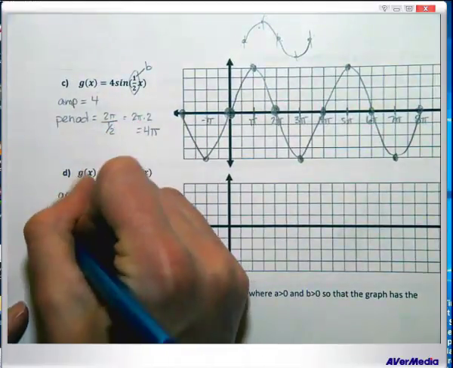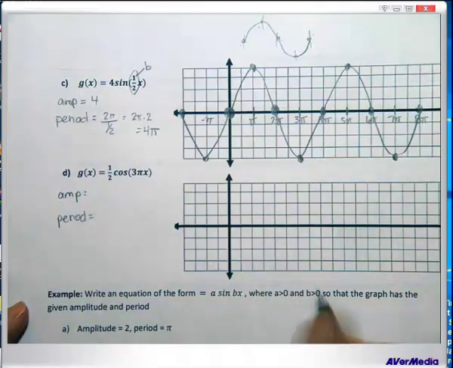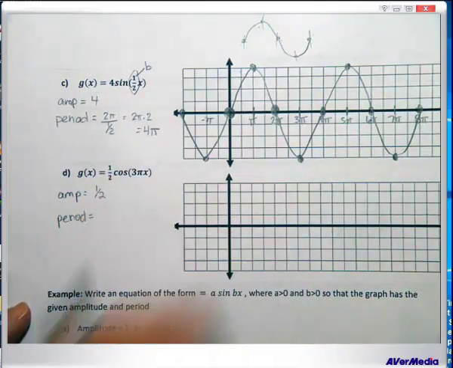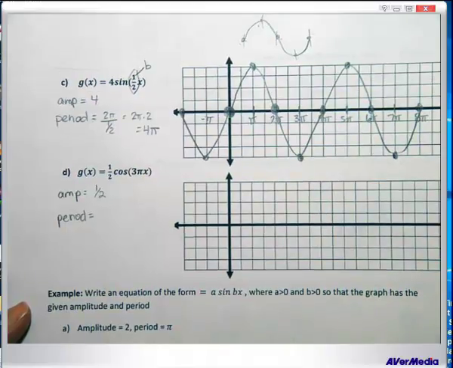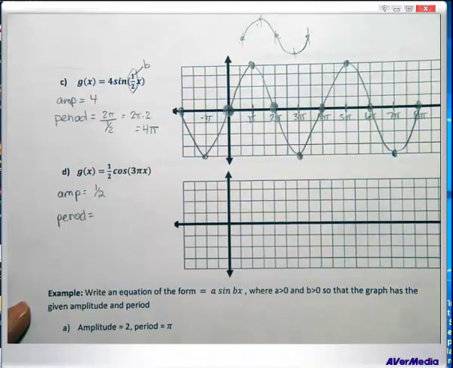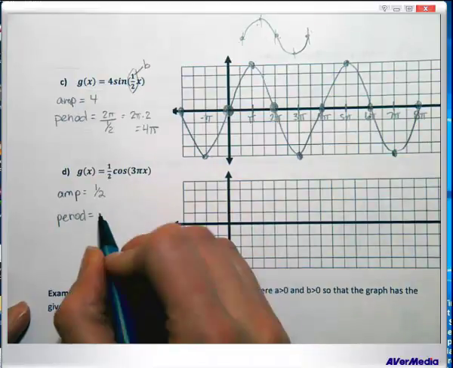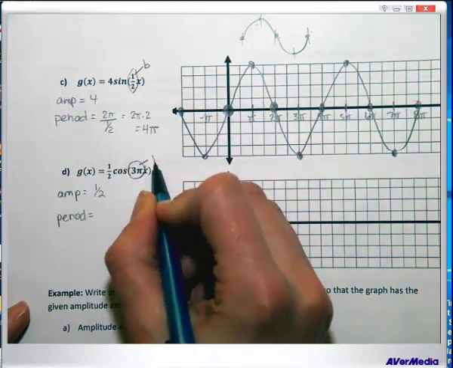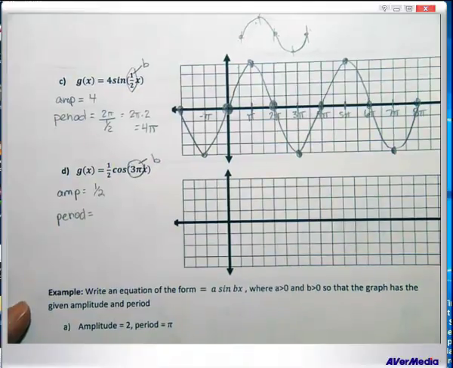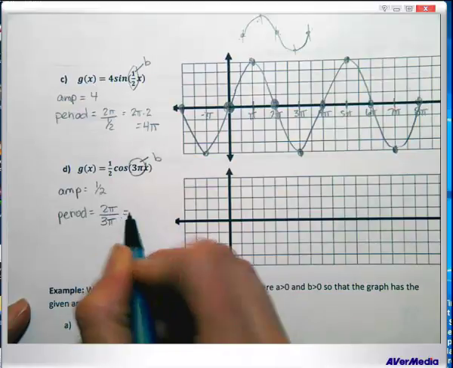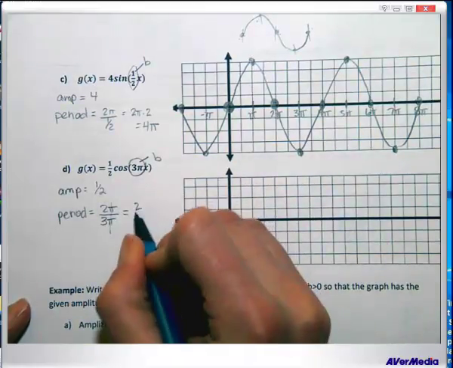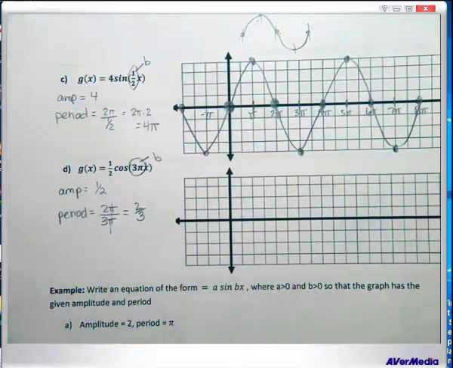Brittany, what's my amplitude going to be? 1/2. What's my period going to be, or how am I going to figure it out? Someone I haven't called on yet. Gary. Good. Notice the whole 3 pi is my b, whatever's multiplying by x. And so my period will be 2 pi divided by 3 pi. So really, just 2/3. That's not going to be that fun, but it will be because we can label our graph any way we want. So you'll see that it's not too bad.